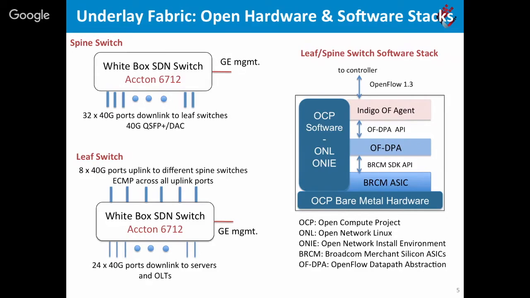OFDPA stands for OpenFlow Data Path Abstraction. And the reason why we use OFDPA is that it exposes the Broadcom SDK in open terms. So therefore, we can stick an OpenFlow agent on top. We use Indigo, which speaks OpenFlow 1.3. So ONOS then has direct programming access to a large part of the ASIC.